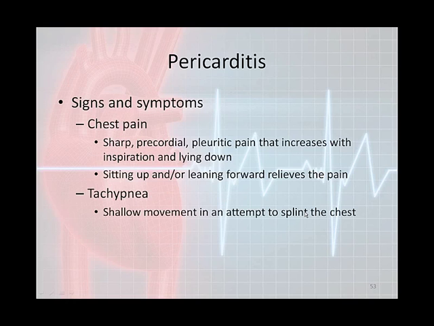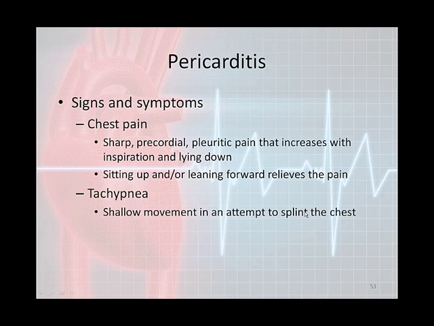Some signs and symptoms of pericarditis include chest pain. Normally this chest pain is very sharp. It's precordial. It could be right in the center of the chest because the pericardial sac is attached to the anterior wall of the thoracic cavity. This pain will increase with inspiration, but more commonly when lying down. If the person sits up or, more commonly, is leaning forward to alleviate the pain, then normally that means it's a sign of pericarditis.